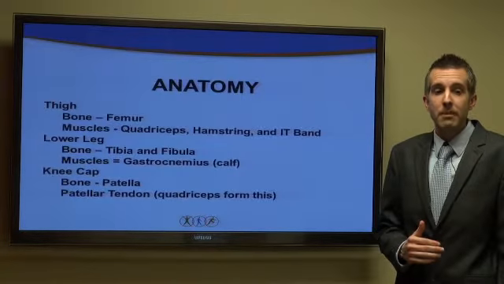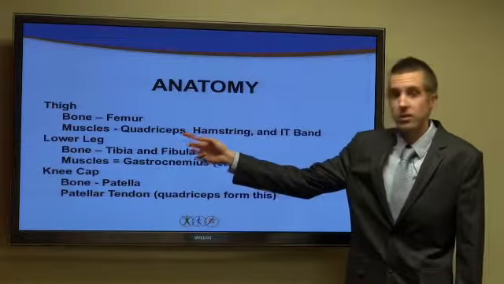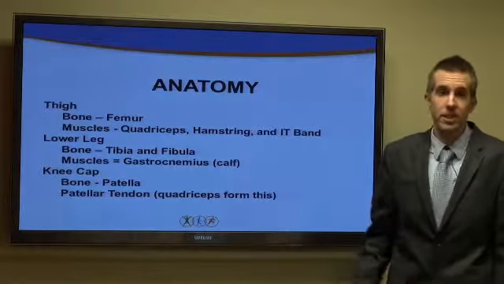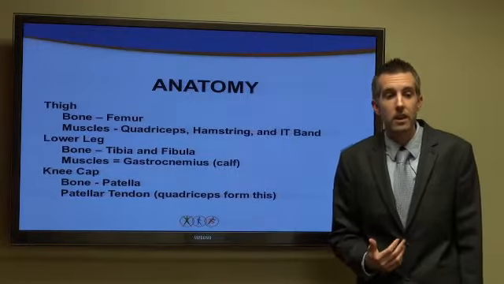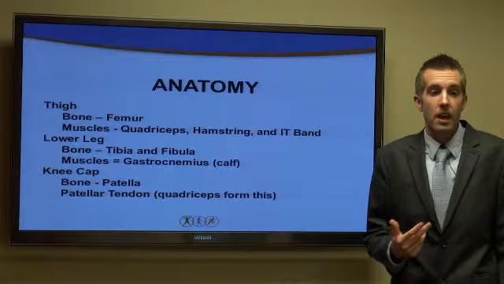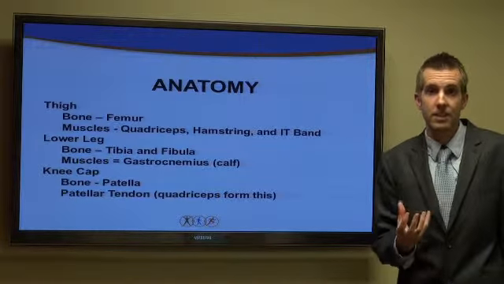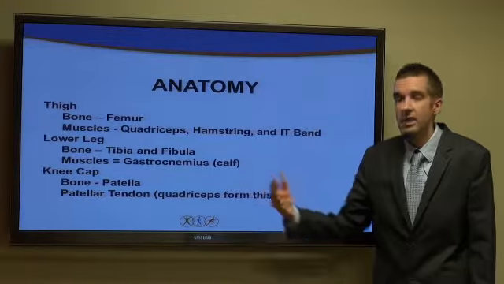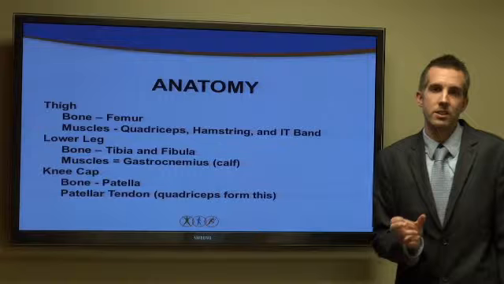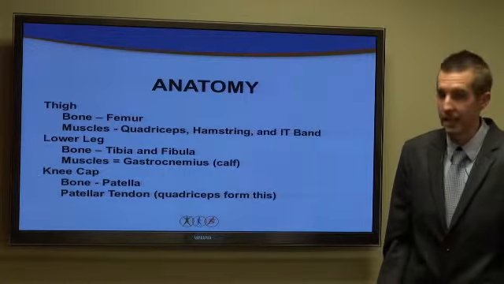Looking at the basic anatomy of the knee, you have your thigh bone or your femur. You have the muscles of the thigh, which are the quadriceps, hamstrings, and the IT band. In the lower leg, you have your tibia and fibula, as well as your gastrocnemius, the calf, which comes up and attaches behind the knee. You also have your kneecap, which is the patella, and the patellar tendon, which is really the quadriceps muscle coming down, forming a real thick tendon that comes over the top of the knee.